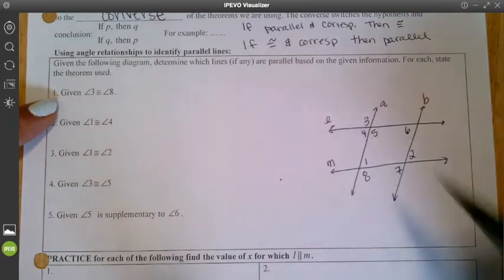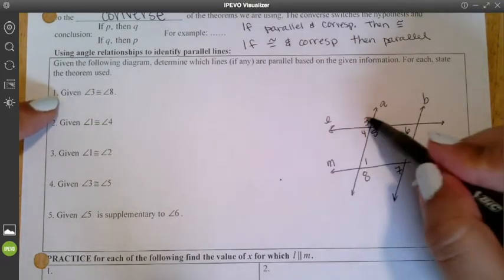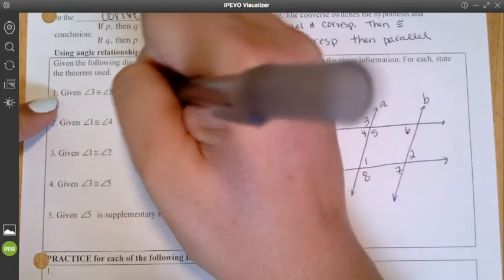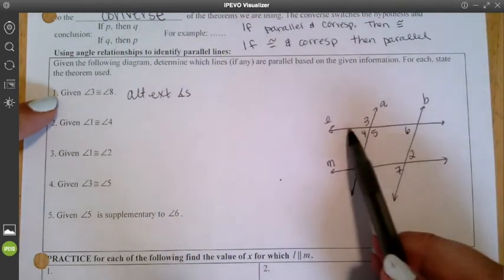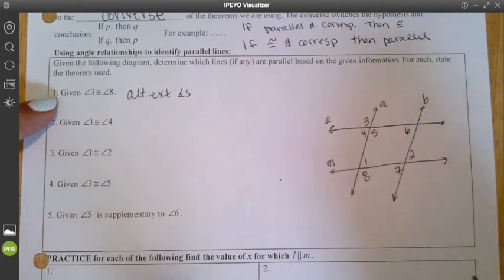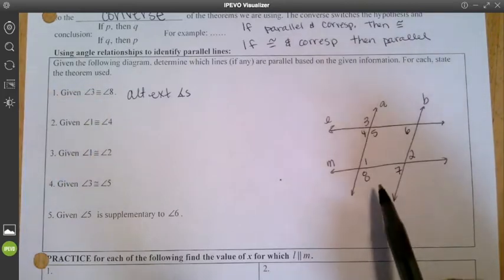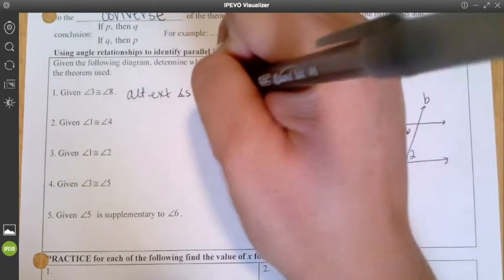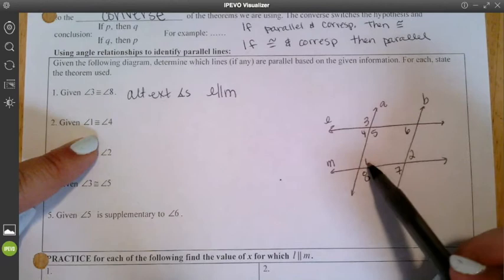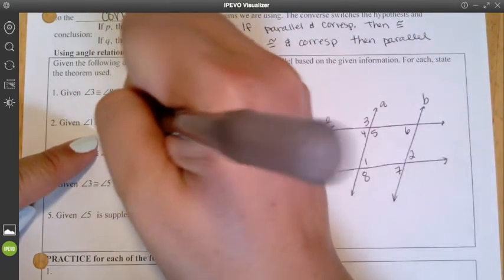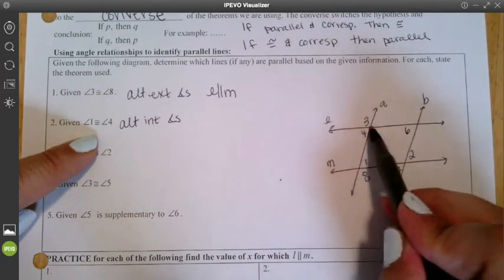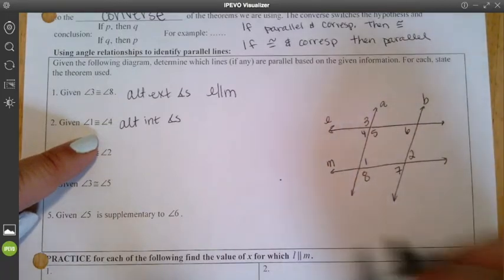So let's start with 3 and 8. 3 and 8 are alternate exterior angles. So the Z would be like this, telling me that lines L and M are parallel. If they're congruent, then they are parallel. L is parallel to M. 1 and 4 are congruent. Those are alternate interior angles. The Z would be here, and so we can see that lines L and M are parallel.